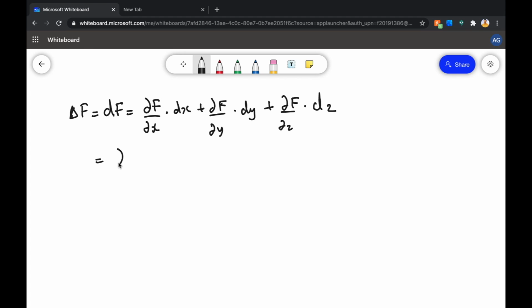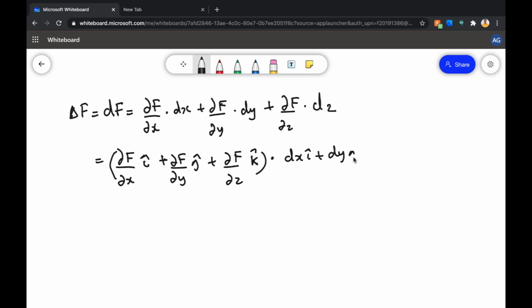Now I can break this into two things: del f by del x dot i cap plus del f by del y dot j cap plus del f by del z dot k cap, dotted with dx i cap plus dy j cap plus dz k cap. Now this is equal to d of f, the small change in f. Now these are some random vectors. Okay, forget about it. We'll come back to this in a moment.